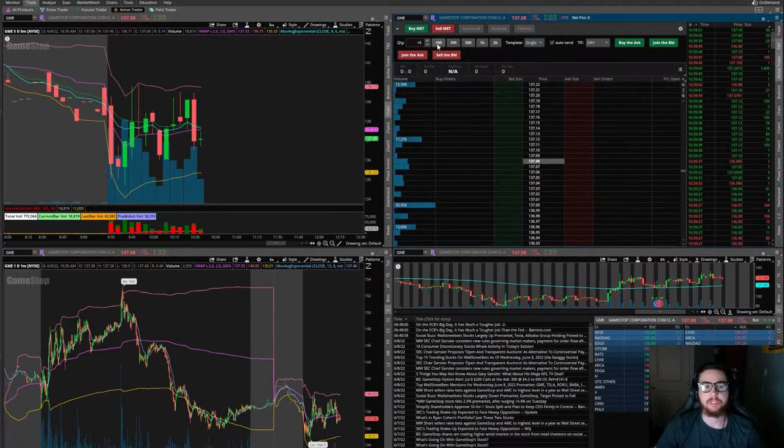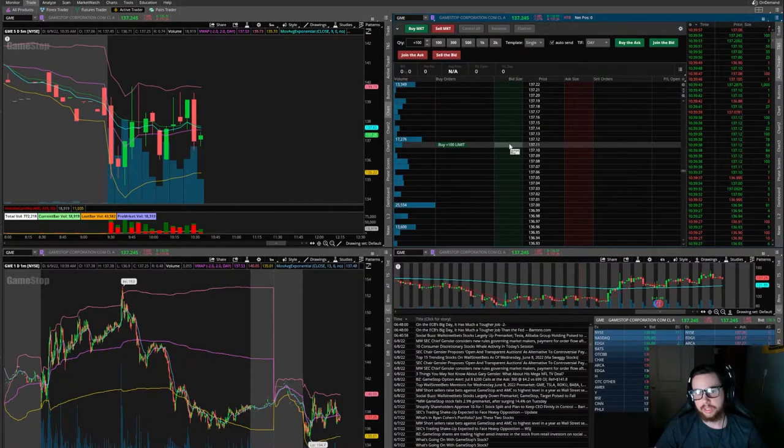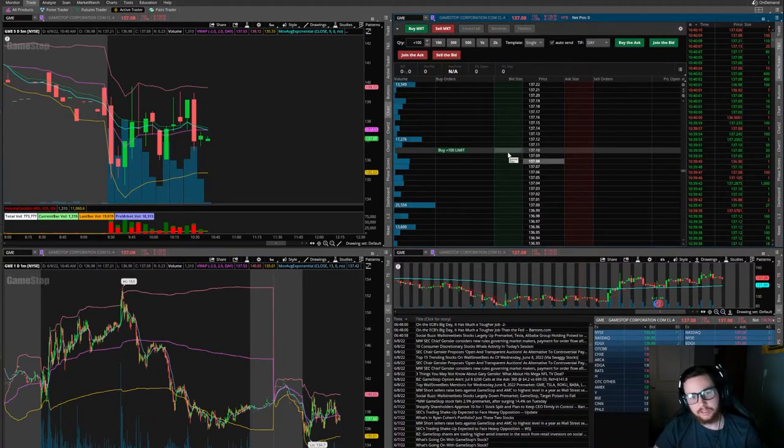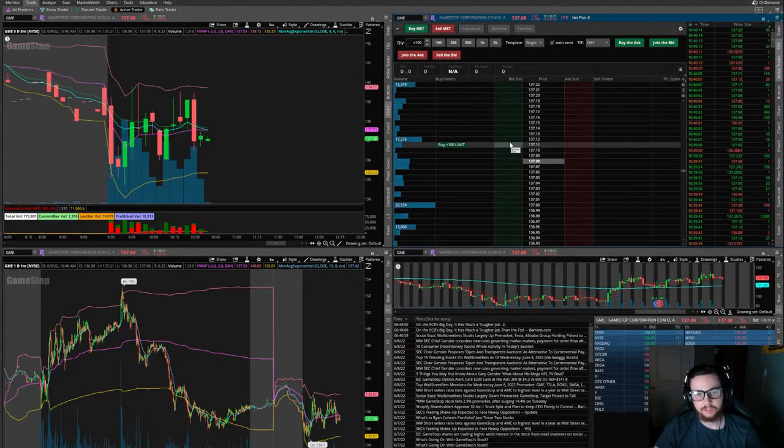So we're looking at GME. Let's say I wanted to buy 100 shares of GME. If you look where my mouse is, I'm hovering over 137.11, but you'll see that the price is 137.08 right now. You see how it says buy limit next to it? So that's going to be a limit order. When you put that in, it's basically going to fill it.